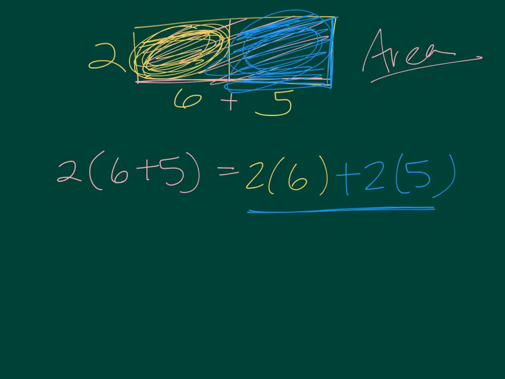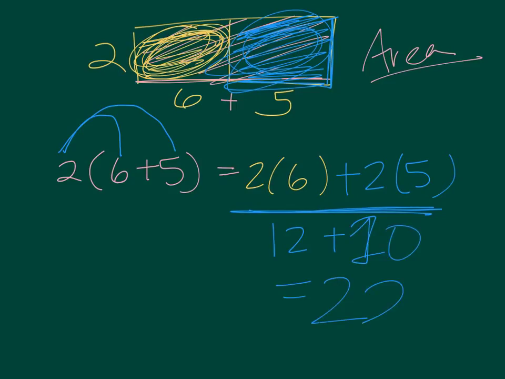Here, I'm using distributive property. Basically, I'm taking this 2, I'm distributing it to the 6. I'm taking this 2, I'm distributing it to the 5. And what do I get? I get 12 plus 10, and I get 22. This is called distributive property, and we will get to more of it tomorrow. Let me give you a try doing it both ways.